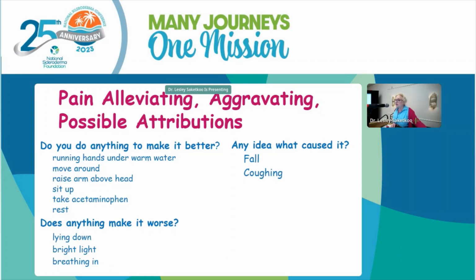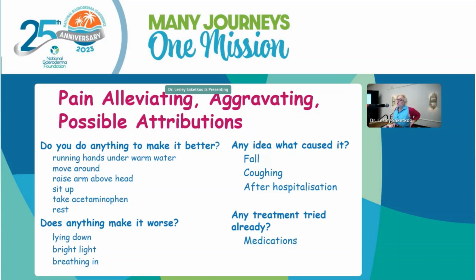Any ideas what caused it? Very important. Any inciting factor? Well, I fell last week and the pain is still there. It hasn't gone away. I'm not sure if it's getting better or worse. Yes, I have been coughing, so it's possibly why I have this rib pain. Or I noticed this after I had a hospitalization and was in there for 5 days, and then I came out with this shoulder pain.